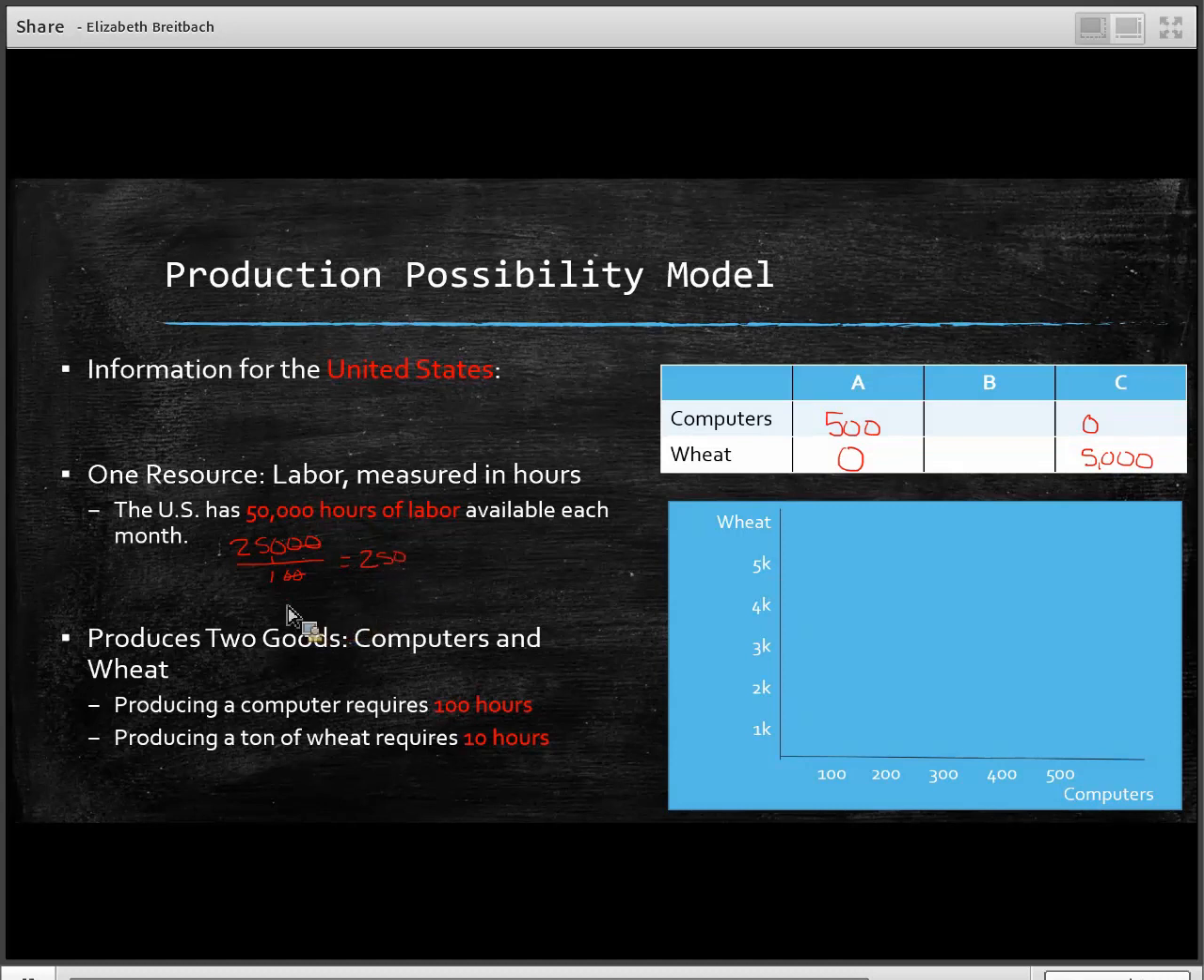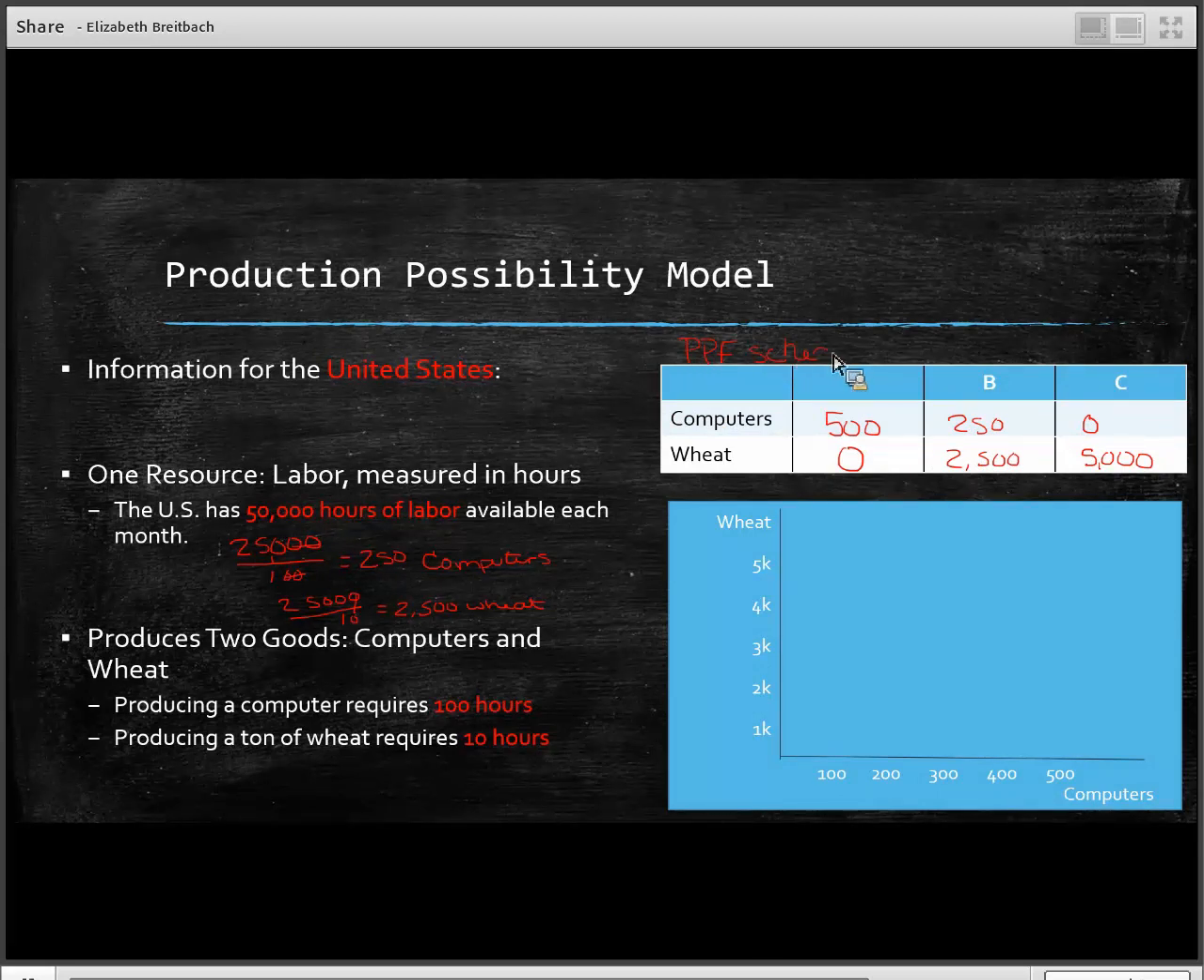All right, and then what about wheat? If I spend 225,000 hours producing wheat and I produce 1 ton of wheat in 10 hours, I can produce 2,500 tons of wheat. So I can produce 2,500 tons of wheat and 250 computers. All right, so what we have here is 250 computers, 2,500 tons of wheat. And so this is what we call that production possibility frontier schedule.